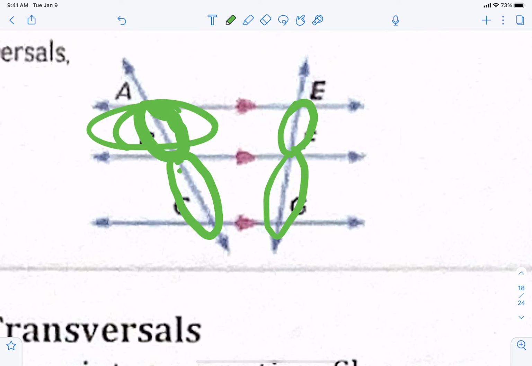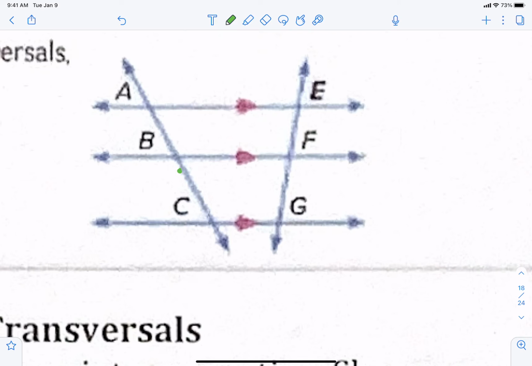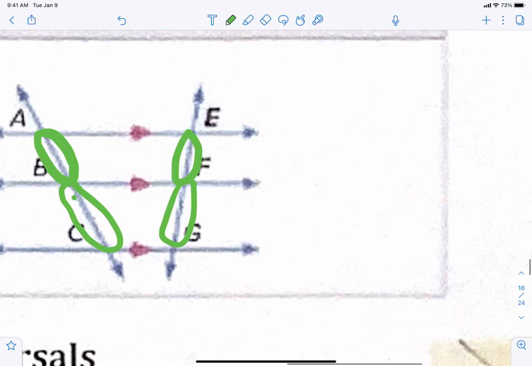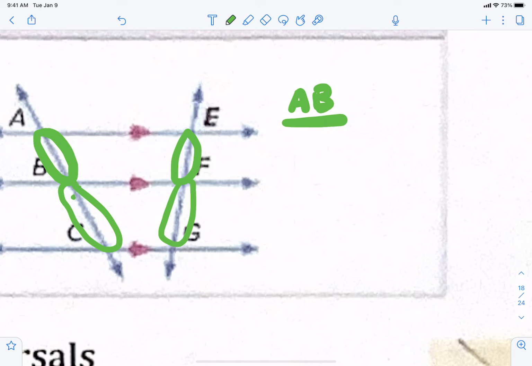Is this length the same as this length? No. Look at those angles. This AB looks longer than EF, right? Is BC the same length as FG? No, they're not the same length, but here's what will happen. If you do AB's length over BC's length, it will be proportionate to EF over FG, right?